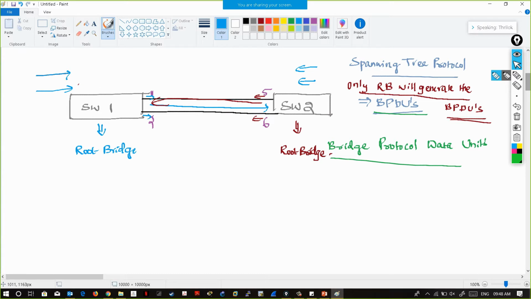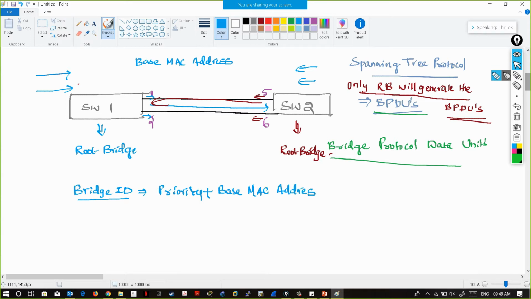Okay, for time being, actually every switch will have one base MAC address, and every switch will have one bridge ID. What will they have? Bridge ID. In the sense, it is very simple. Usman is your name, right? Similarly, in spanning tree, every switch will have one identification. We call it bridge ID. What is bridge ID? It is the combination of priority plus base MAC address.